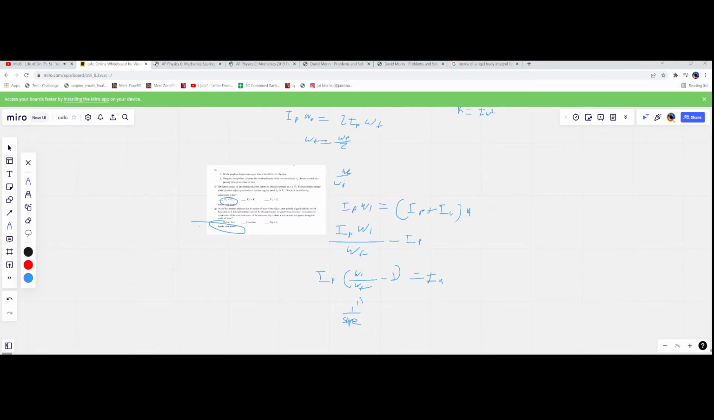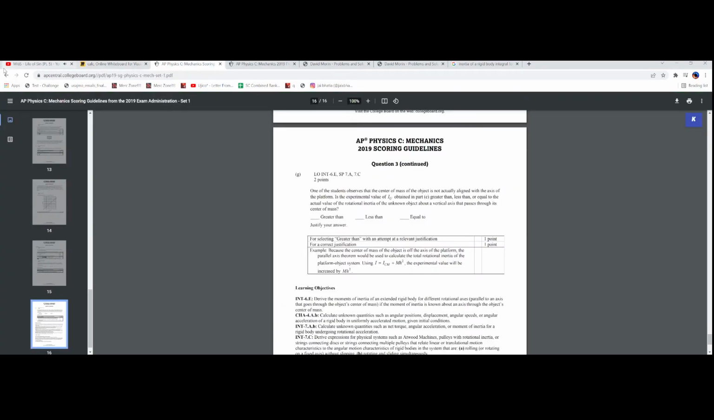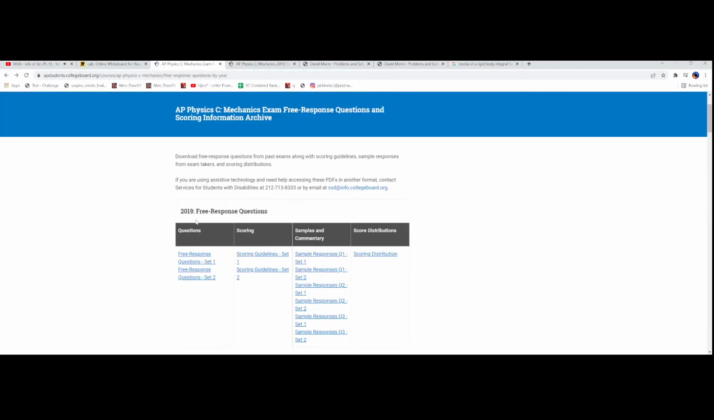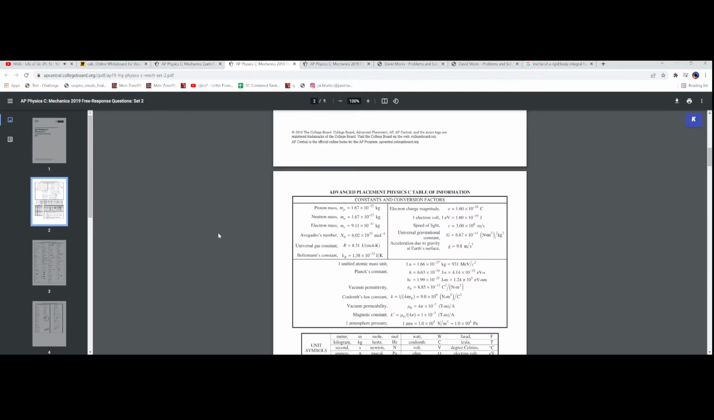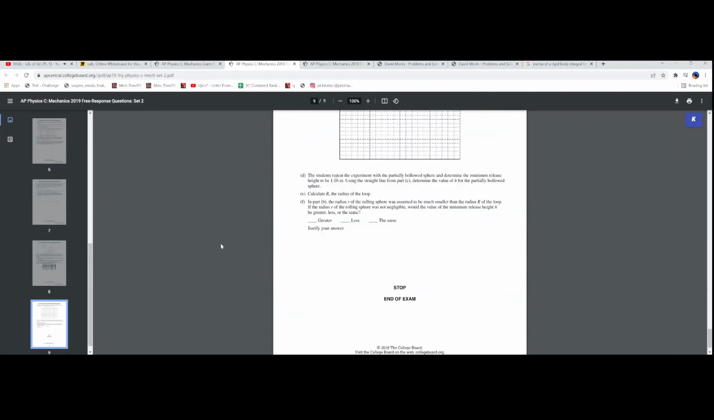Well, let me see how long the last 2019 FRQ is. If it's super long, then I'm not going to do it. But actually, I might do it still.